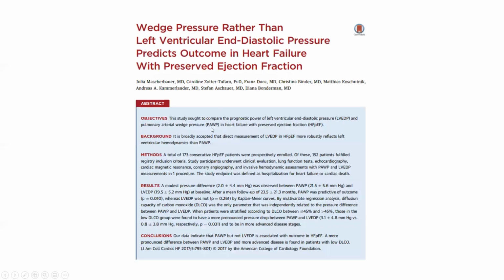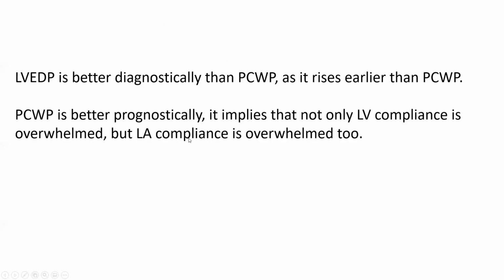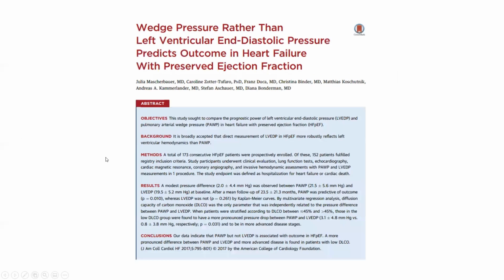And this is a paper in JACC Heart Failure highlighting this idea that wedge pressure is more predictive of adverse outcomes in heart failure with preserved ejection fraction than LVEDP. Again, because it's a more advanced stage. It's a stage where not just the LV, but the LA compliance is overwhelmed, beside the fact that you may also have atrial fibrillation at this point, further exaggerating your V wave and your wedge pressure and affecting your prognosis.